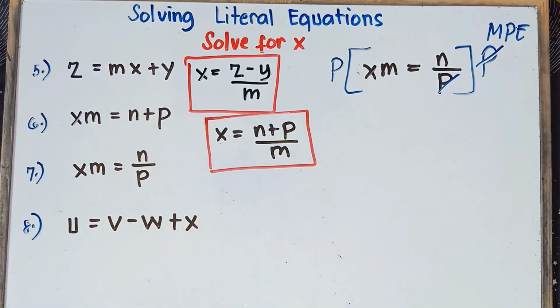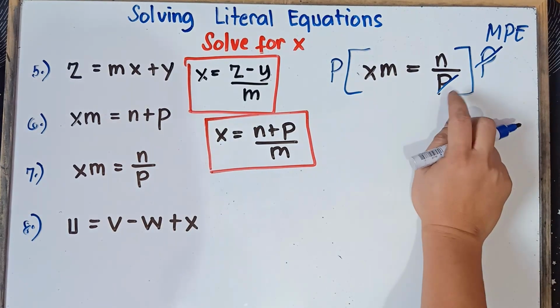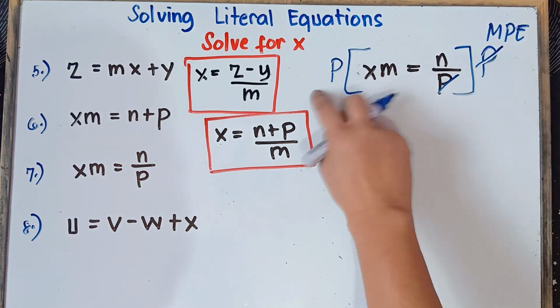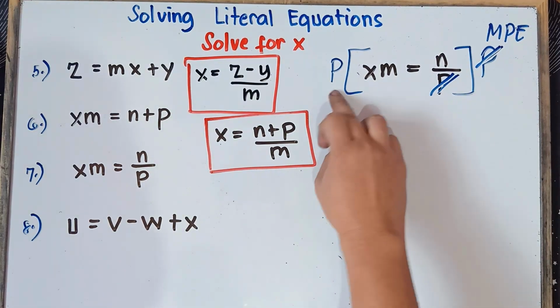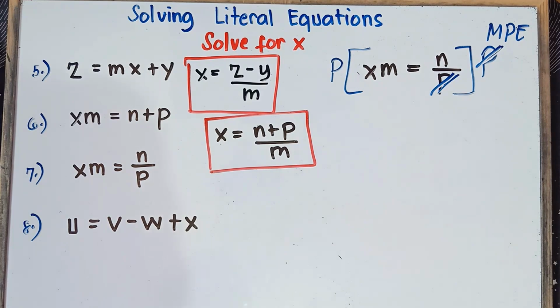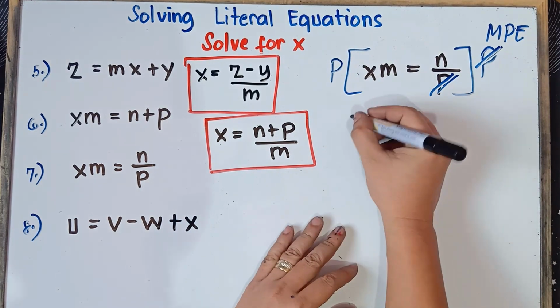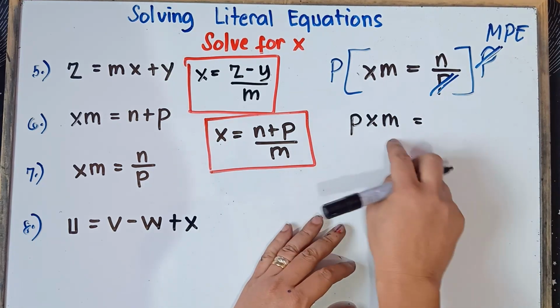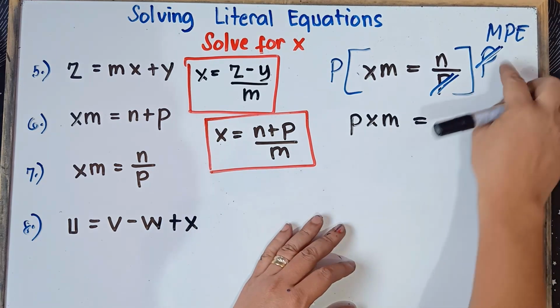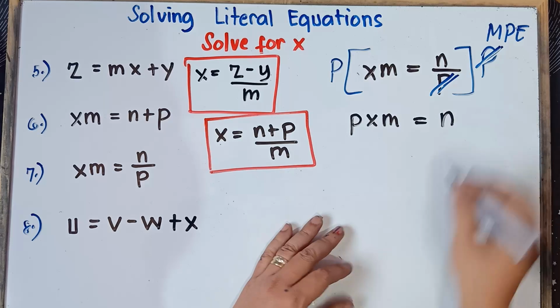Once again, class, if you have fractions in the equations, the first thing that you need to do is eliminate the denominator. You need to remove the denominator, class. And to remove p, simply multiply both sides by p. So cancel this out. And multiply this one. So p times xm. So this will be pxm. Or we can copy this one. So pxm equals, we cancel this out, so simply copy n.